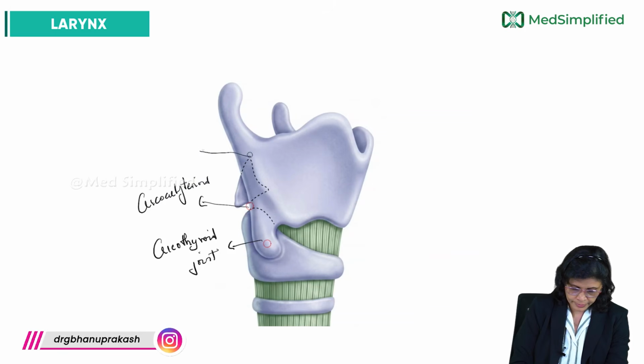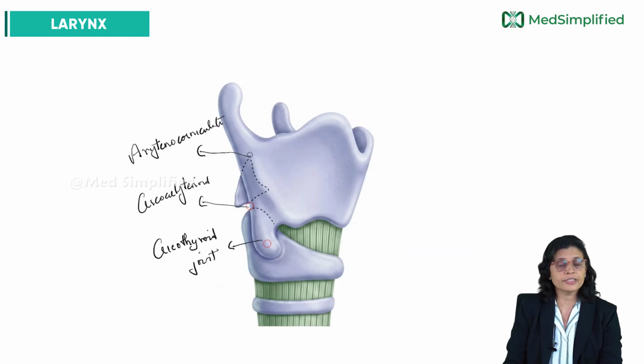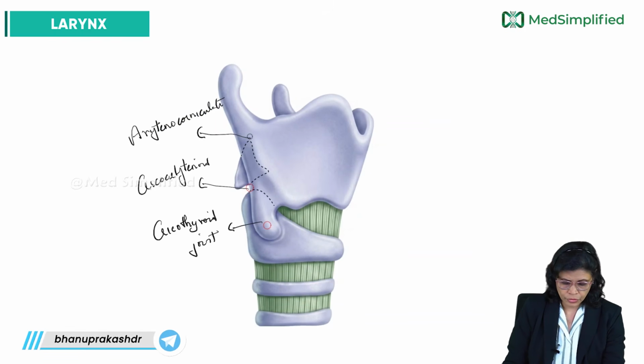And here we see the arytenocorniculate. So these are the three joints of the larynx. This cricothyroid joint is basically a plain synovial type of joint. It is a plain synovial joint.